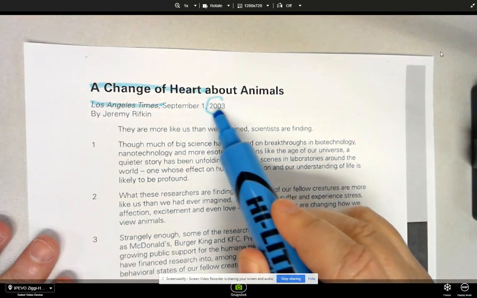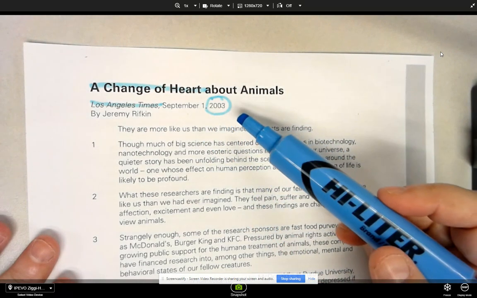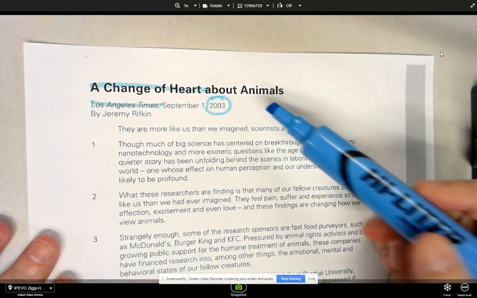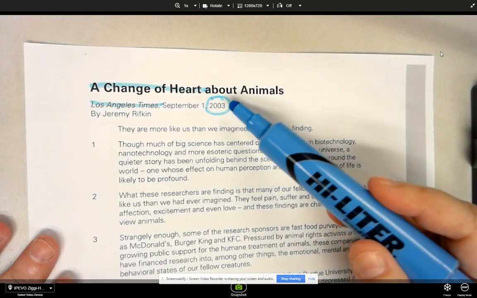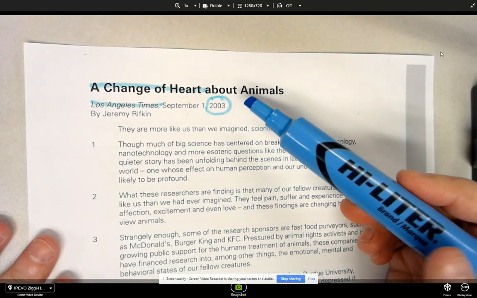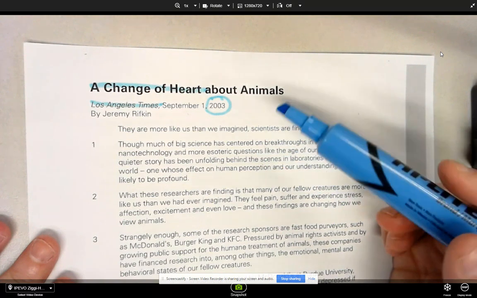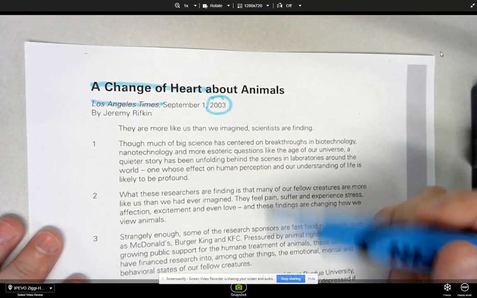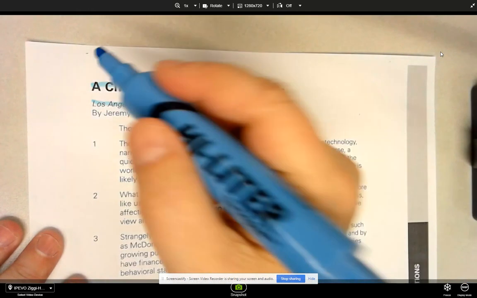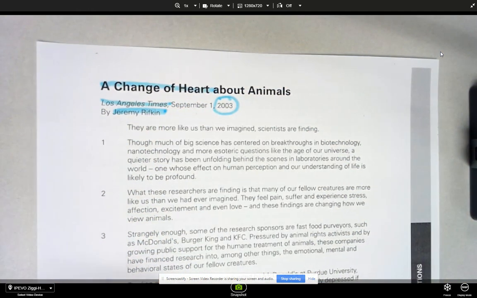I also take a look at when it was published, and if there was any significant historical context of why or when this was written. 2003, I really don't know if there was anything significant occurring at the time. I can assume that the article may give me some indications of that. And finally, I took a look at who wrote it, Jeremy Rifkin.